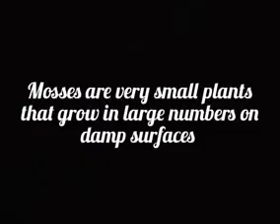So mosses are very small plants that grow in large number on damp surface. Damp surface means like a little wet surface or moist surface. Okay.